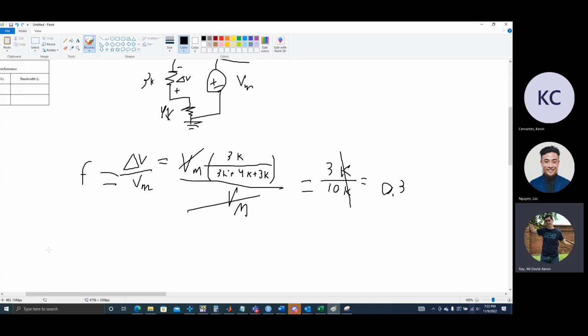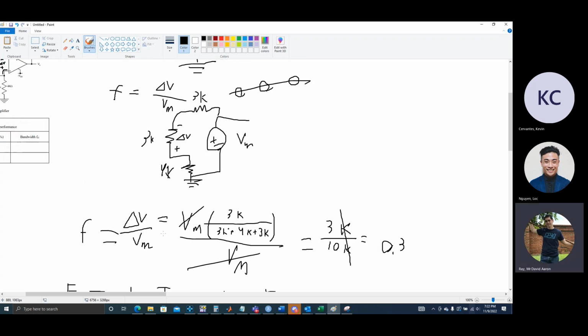But from here, once we have that, we use the return difference equation, which is going to be F equals 1 plus T. And then your T is going to be mu times your feedback function. 1 plus mu F. And then we can just pull those values from here.